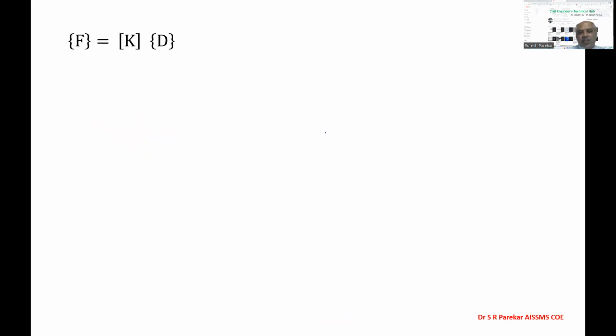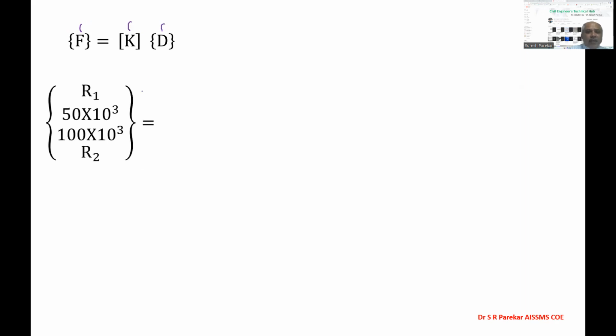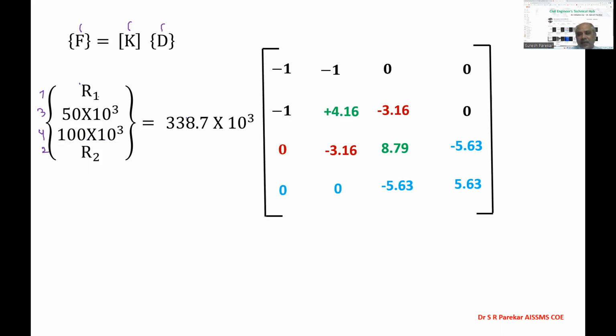We have F is equal to K into D. K we have the stiffness matrix, F we have forces, D displacement. Now we have four nodes. So at 1, we have to find the reaction, which is R1. At 3, so this is 1, 3, 4, 2. At 3, we have force 50 into 10 raised to 3. At 4, we have force 100 into 10 raised to 3. And the global stiffness matrix we have just seen. And now we have this as displacement.